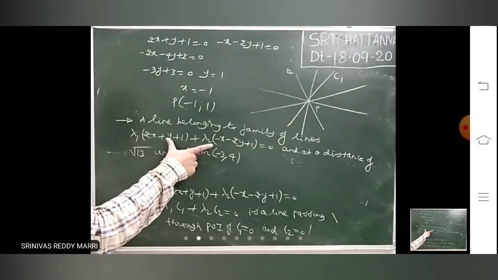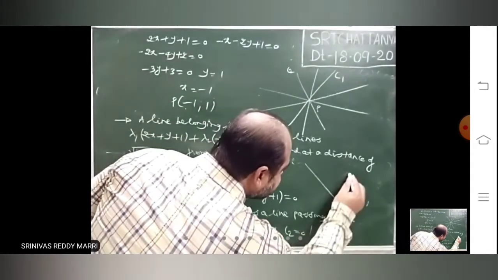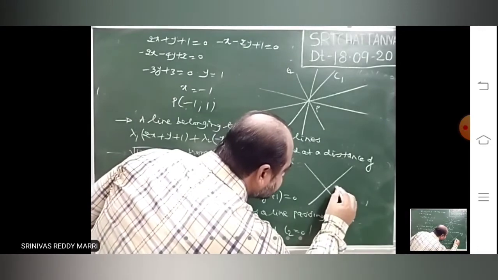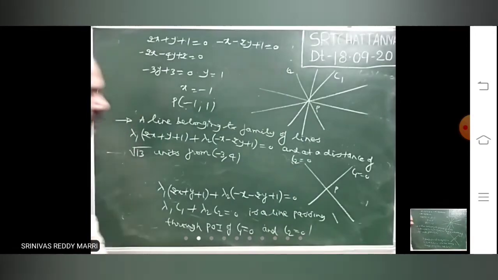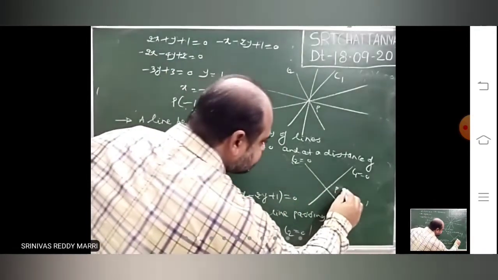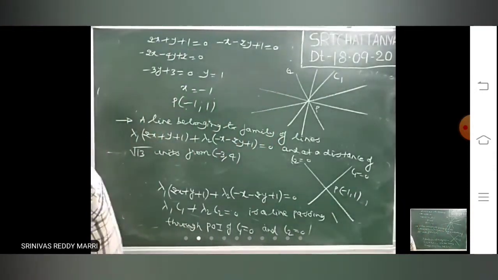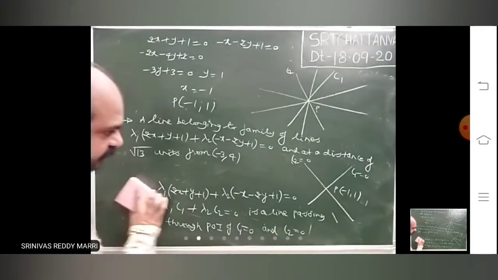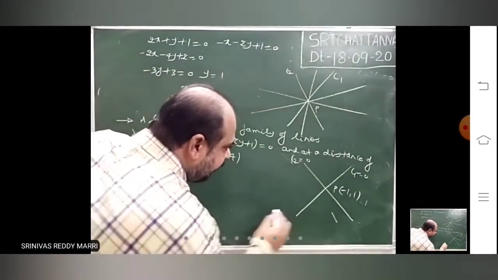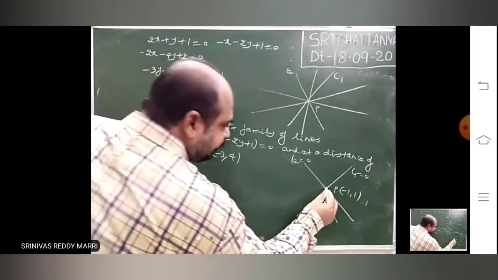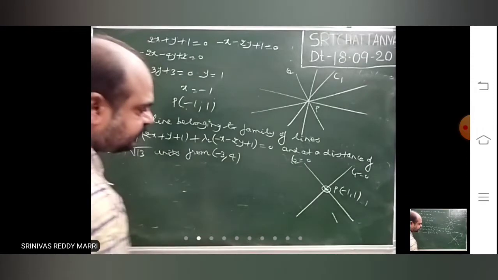So I want a line. This represents a family of lines passing through the point of intersection of L1 equal to 0 and L2 equal to 0. Already solved this point. What is this? Point of intersection is nothing but minus 1 comma 1. Right? Already the previous problem only. So these are the family of lines, that means each passes through this point.